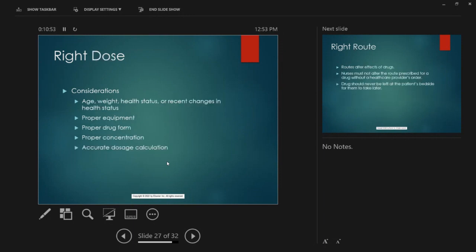Making sure that we have the right dose. That's a lot of what our dosage and calculation purpose comes into. Pediatric patients will typically have doses ordered based on how much they weigh.